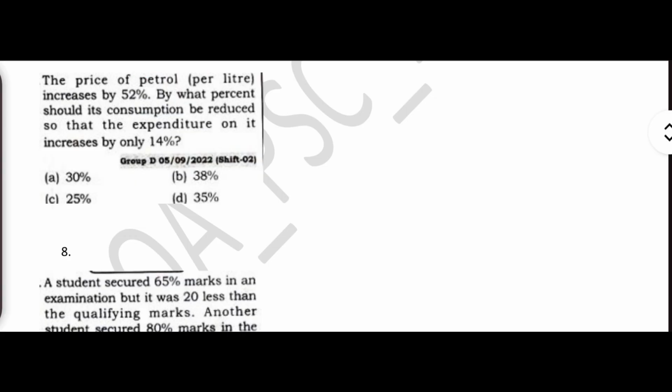The price of petrol increases by 52%. By what percent should its consumption be reduced so that the expenditure on it increases by only 14%? Again, same concept. Price into consumption is expenditure.